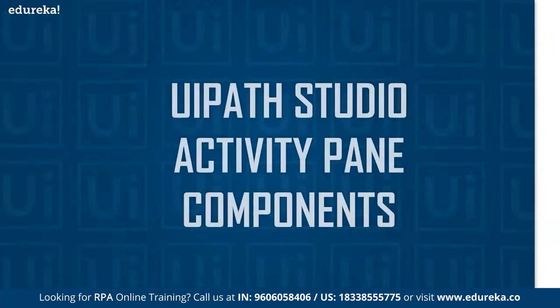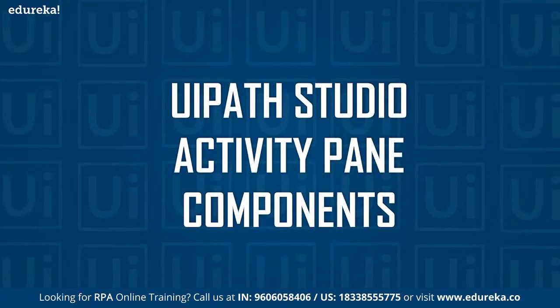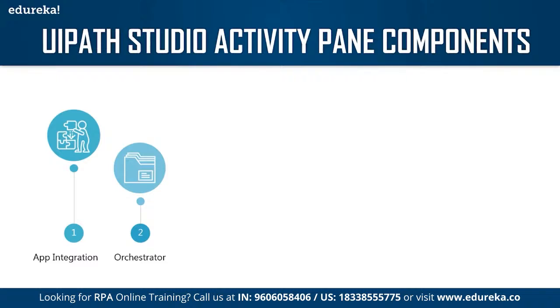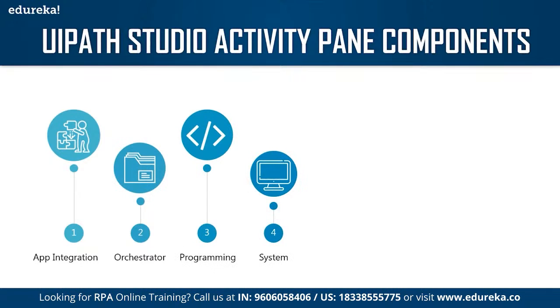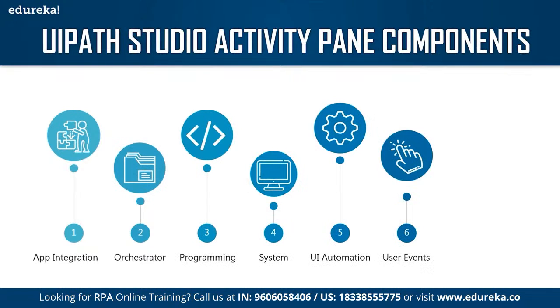Now let's move forward and discuss the next pane, that is the activity pane. The activity pane also has various components, mainly app integration, orchestrator, programming, system, UI automation, user events, and workflow. All these 7 components are present in the activity pane. Before I move forward, let me tell you that the activity pane is one of the main panes of UiPath Studio, because it has all the activities that are required to automate a workflow.